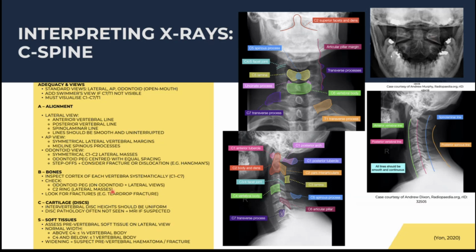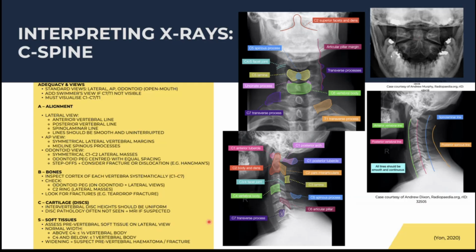Okay, so then you're looking at the bones. So you're inspecting the cortex of every vertebra systematically. You're looking down all of them, looking at the peg to assess if there's any sort of break in the peg itself or the neck of the peg. And then you're also looking for any fractures, such as a teardrop fracture. So you're assessing all of the bony cortices of every single vertebra.